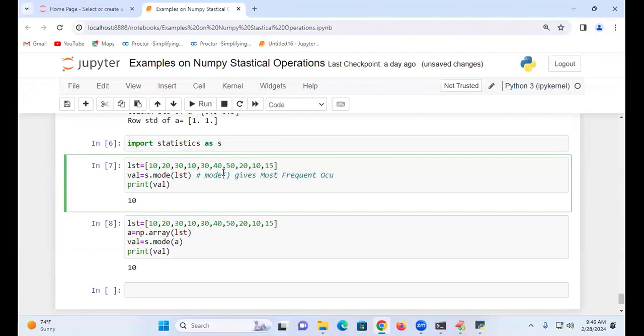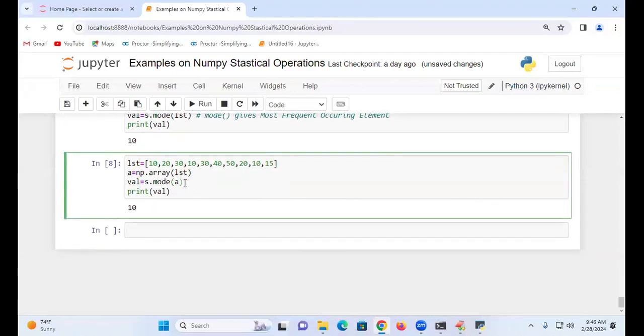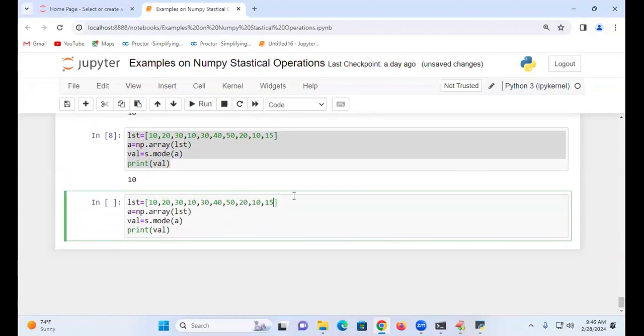Most frequently occurring element. Done. Here also done. ND array also I passed it. Now my next example is very, very special. Look at, I am having one more value called 20 also. 20 also. What is happening?